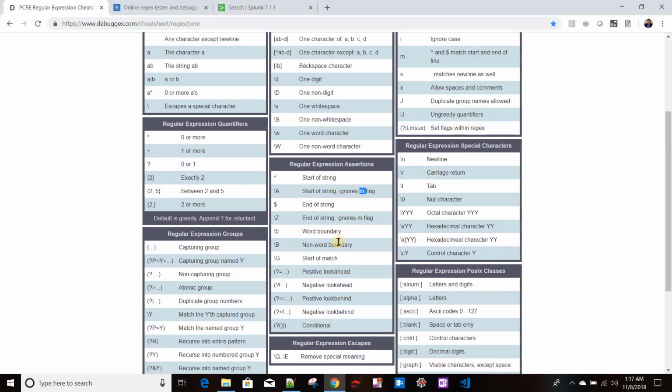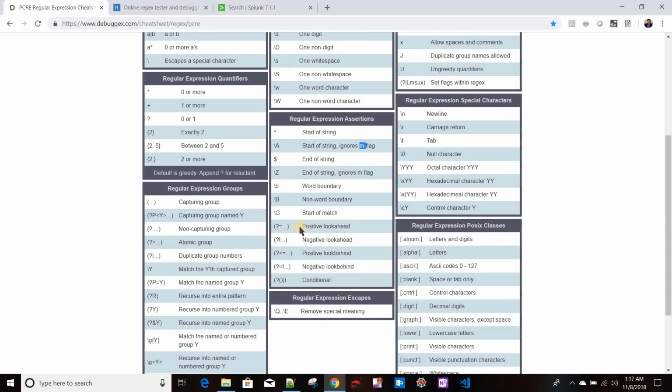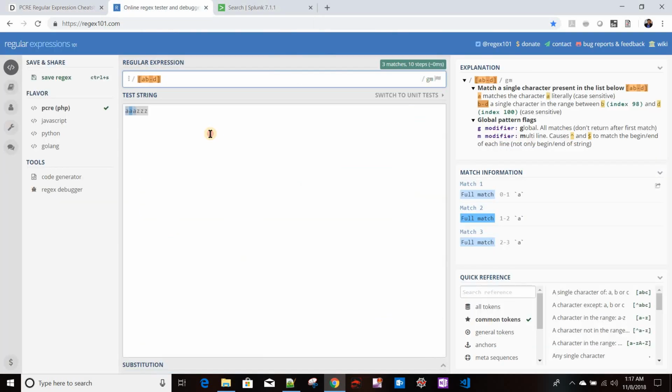Okay, now let's talk about something more, lookahead and lookbehind. This is something interesting. Lookahead and lookbehind mean that whenever the regular expression engine gets a lookahead or lookbehind, from the current position it is either looking ahead or looking behind. Okay, so now let's take an example.